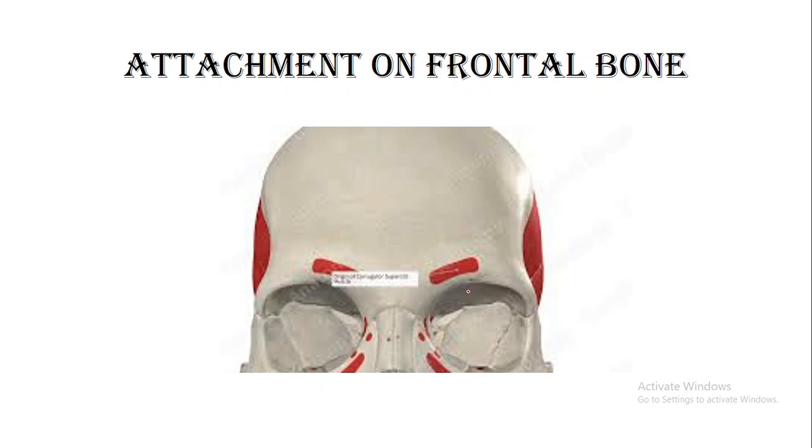So coming to the attachment of frontal bone, one muscle which is attached to the frontal bone is this muscle. This is the corrugator supercilii muscle. So this muscle arises from the medial part of superciliary arches. As we all know, the superciliary arch is the bony prominence which is present above the supraorbital margin. So the medial part of superciliary arches gives origin to corrugator supercilii muscle.